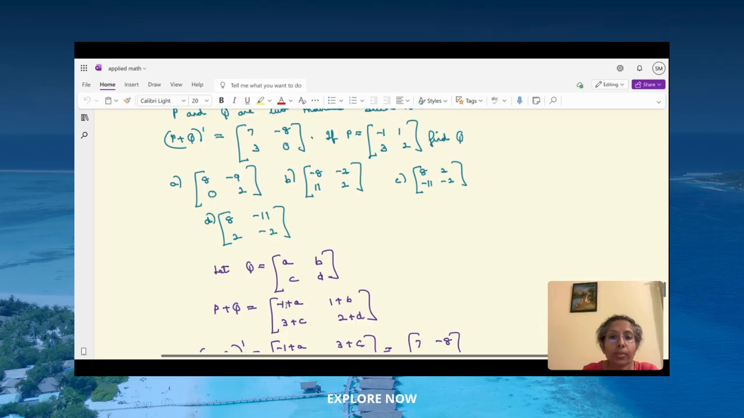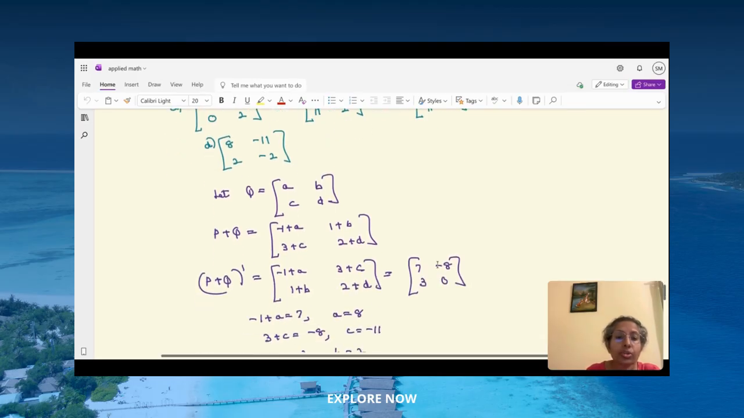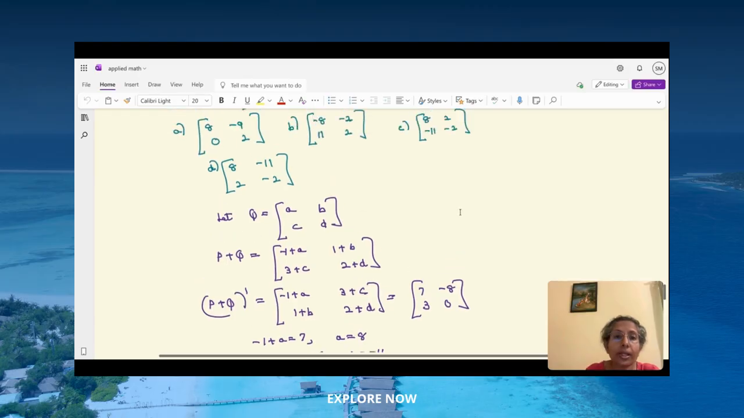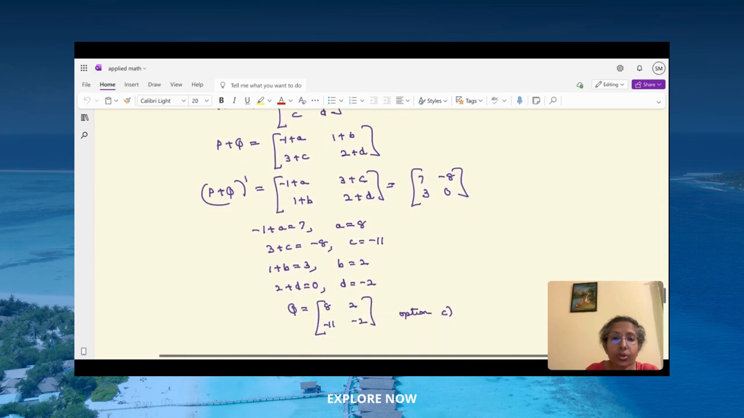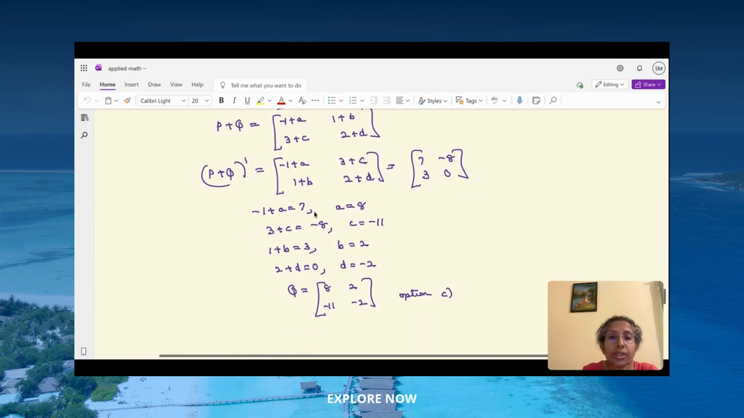So P plus Q will be minus 1 plus A, 1 plus B, 3 plus C, and 2 plus D. Because this is P plus Q transpose, the first row becomes the first column, so this is minus 1 plus A, 3 plus C. Second row becomes the second column, and equate it to 7, minus 8, 3, 0. So you get minus 1 plus A is 7, A is 8. 3 plus C is minus 8, C is minus 11. 1 plus B is 3, B is 2. 2 plus D is 0, D is minus 2. So Q will be A, B, C, D, that is 8, 2, minus 11, minus 2.